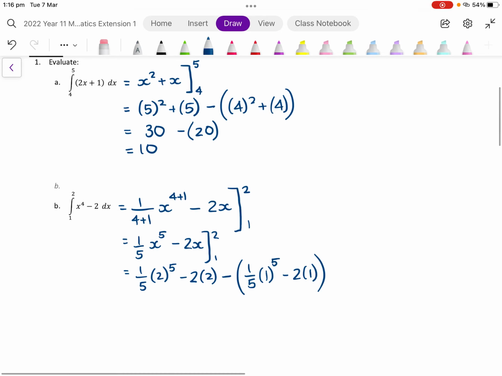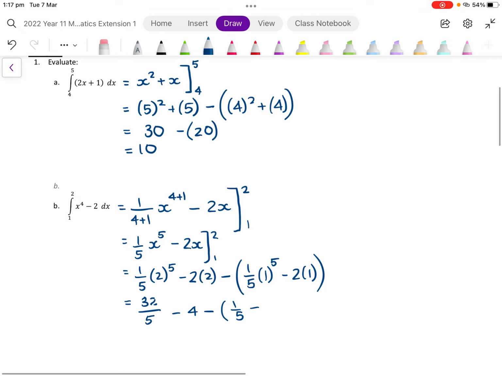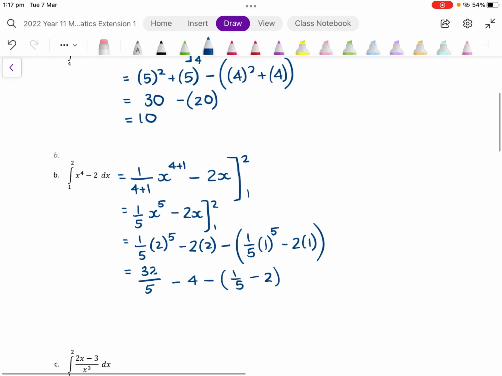When we calculate this, we have a fifth times 2 to the power of 5 is 32 over 5, minus 2 lots of 2 is 4, take away, in brackets, a fifth times 1 to the power of 5 is just a fifth, minus 2 lots of 1 is 2. And when we put this all into our calculator, we get that the answer is 21 over 5.